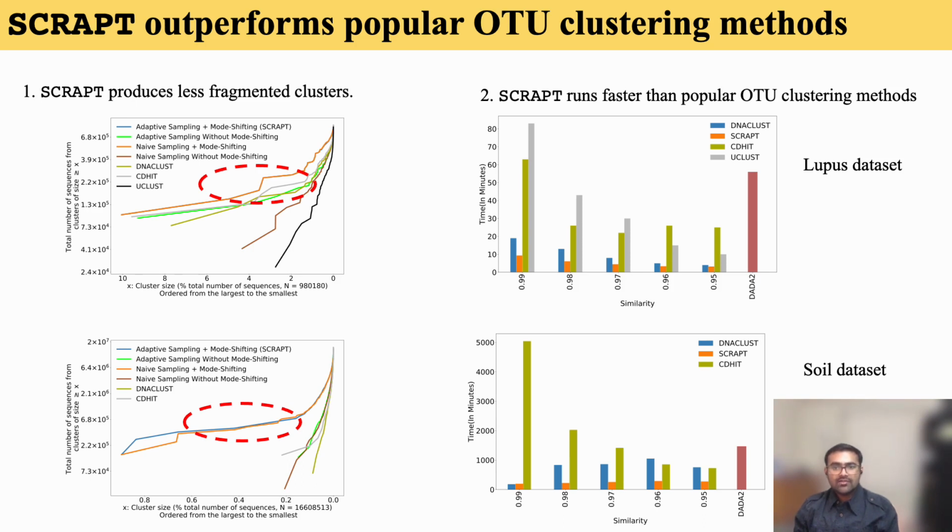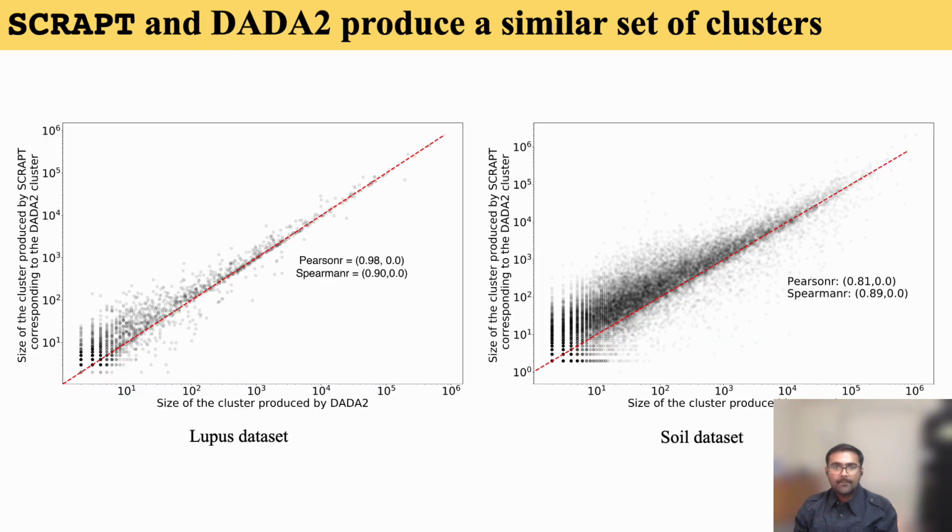results in good quality clusters. In general, SCRAPT also runs faster than other popular OTU clustering methods, including DNAclust, cdHit, uclust, and DADA2 in both the datasets. From the two plots on the right panel, we see that the runtime of SCRAPT is independent of the similarity threshold, while all the other tools took times proportional to the stringency of similarity thresholds. One of the reasons for SCRAPT's efficiency is that the baiting can be done in parallel efficiently. We also note that we do not show the results of uclust for the soil dataset, as the open source version of uclust failed to produce outputs.